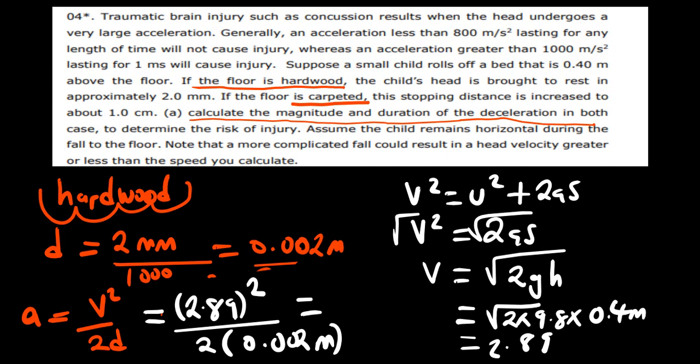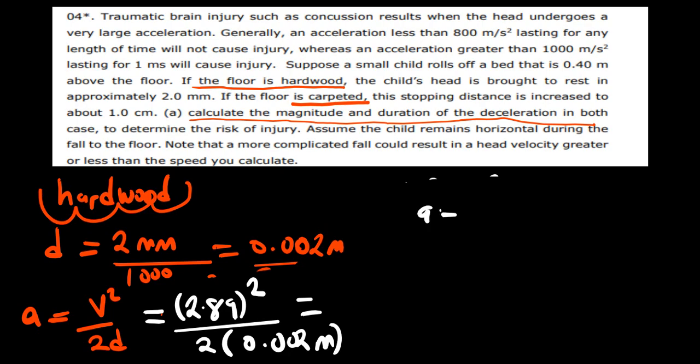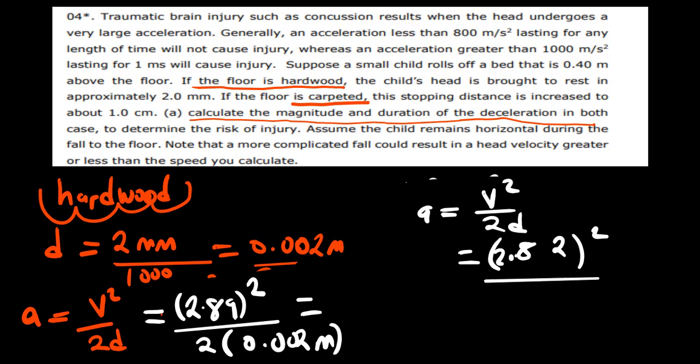Okay, so that's what you're going to do. Then for the carpeted wood, the one that has a carpet, how are you going to calculate? It's the same thing. The velocity we've already found, it is 2.8. So the deceleration, or the acceleration in that regard, will just be the same, v squared over 2d. The v squared is 2.8 squared, over 2 multiplied by the distance.